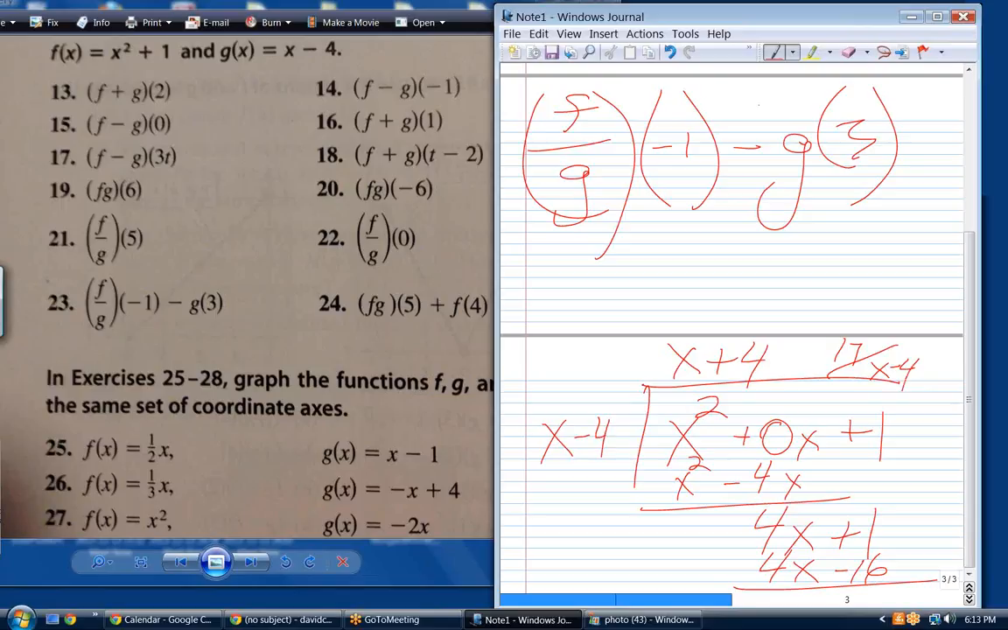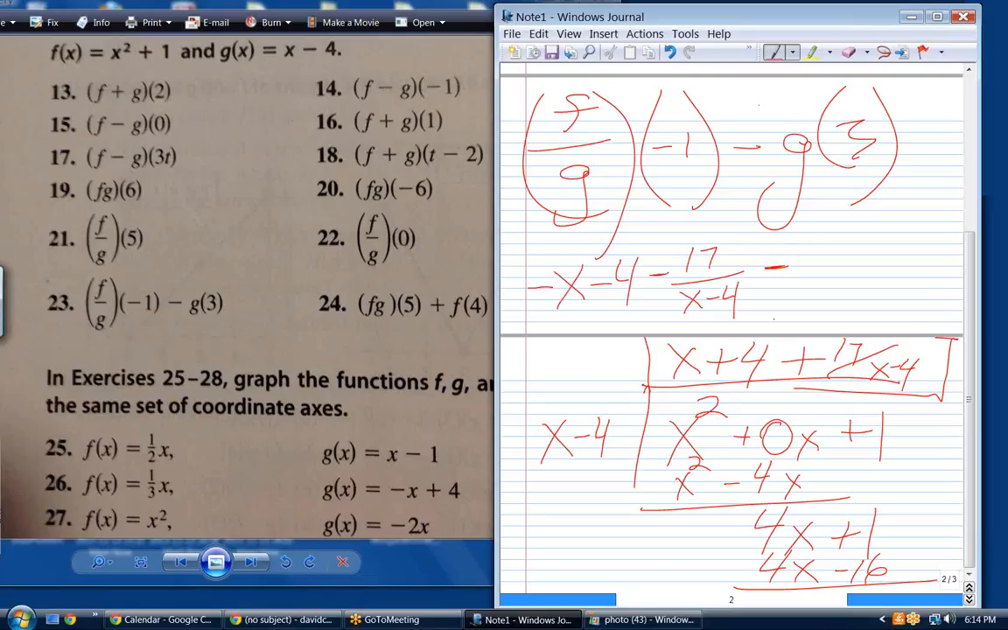So, f over g is this: x plus 4 with a remainder of 17 divided by x plus 4. Okay? I want to multiply that by minus 1. I'm going to multiply minus 1 by every term there, because it's really x plus 4 plus that remainder. So it becomes minus x minus 4 minus this remainder.